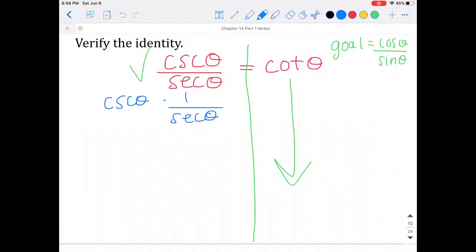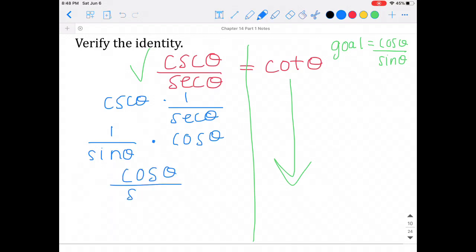Cosecant of theta now is equal to 1 over sine of theta. And 1 over secant, remember if we're talking about reciprocal, 1 over secant is equal to cosine. So multiplying by cosine of theta. If I multiply these two terms together, I have cosine of theta over sine of theta. Now you'll notice this is matched up with our goal that we set at the beginning, so we only have one more step to simplify.